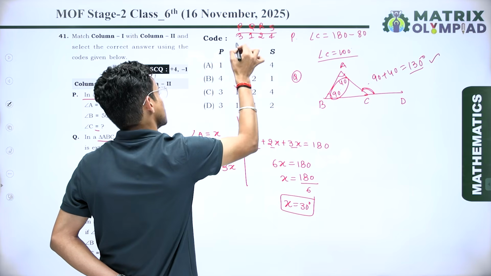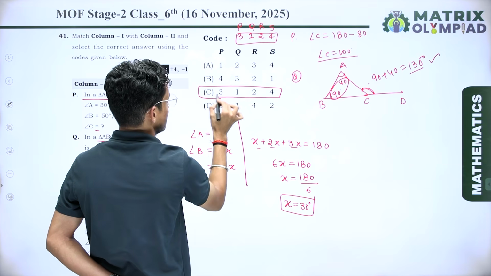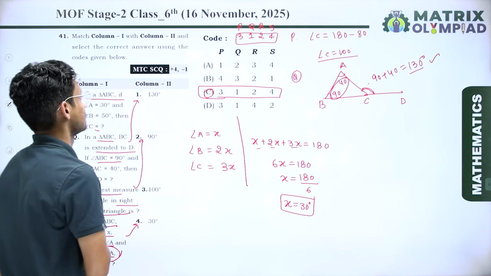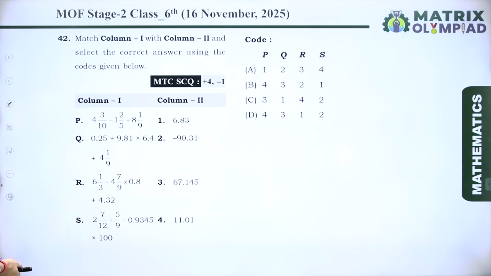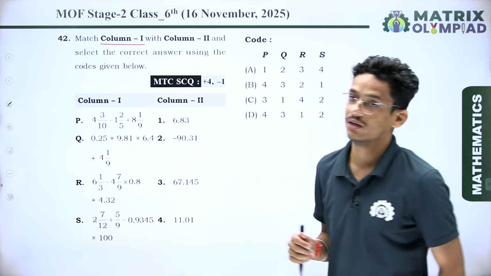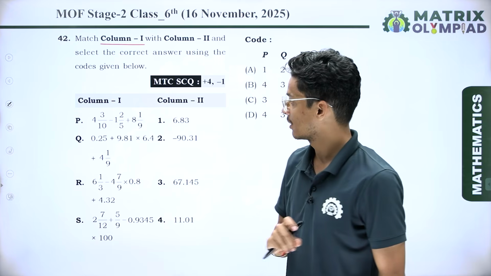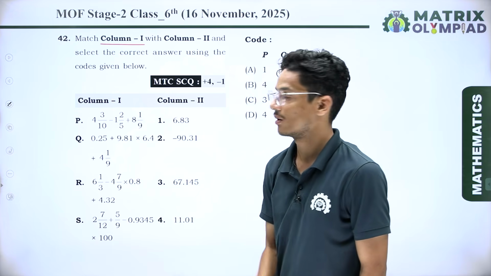So the correct option is 3, 1, 2, 4. So 3, 1, 2, 4. It means option number C is the correct answer over here. If I talk about the next question, which is again based match the column. So here we have column 1 and here we have column 2, and select the correct answer using the code given below. So first we have to just simplify column 1.